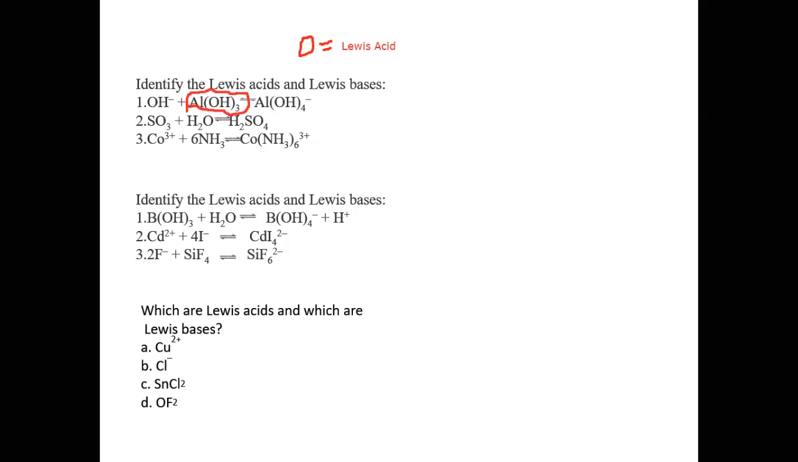In the next example, SO3 or H2O? We just said H2O is a Lewis base. SO3 has multiple polar bonds, so it would be a Lewis acid because if you draw the Lewis structure, it has multiple polar bonds. Number 3, we have cobalt 3 plus and ammonium. Cobalt 3 plus is a transition metal cation. It is a Lewis acid. Now in this one as well, we have BOH3 plus H2O. Boron is a deficient octet, so it's the Lewis acid.